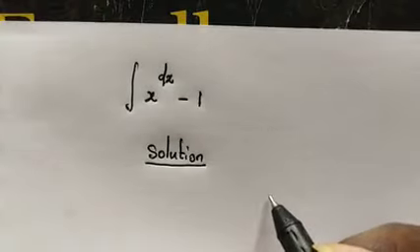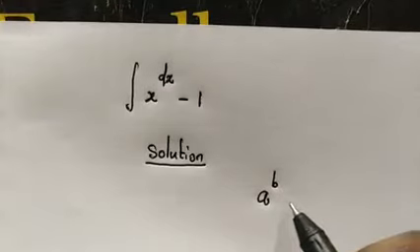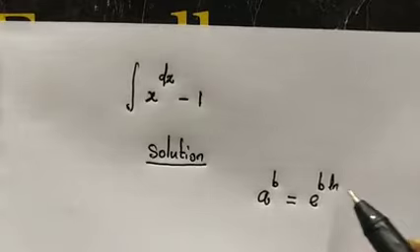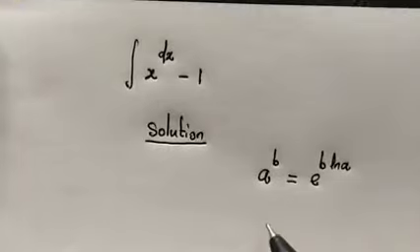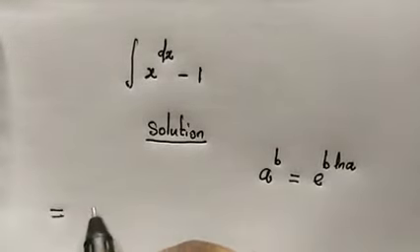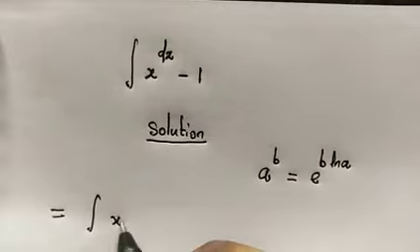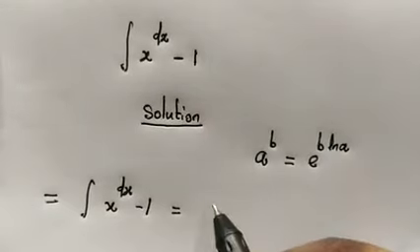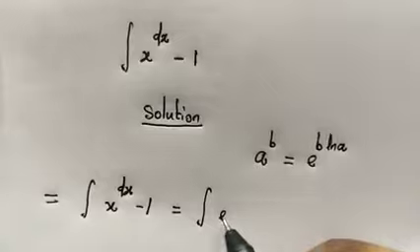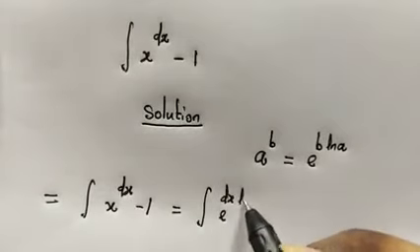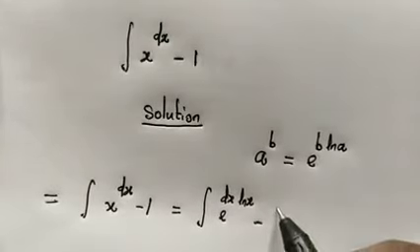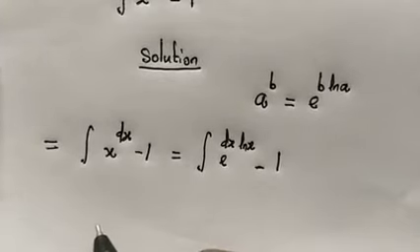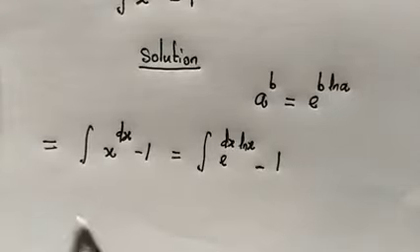First, let us recall that a raised to the power of b can be written in the form e raised to the power of b times the natural log of the base, which is a, right? Therefore, the expression will become the integral of x raised to the power of dx, minus 1, which is equal to, using this identity, the integral of e raised to the power of dx times the natural log of x, and then minus 1.